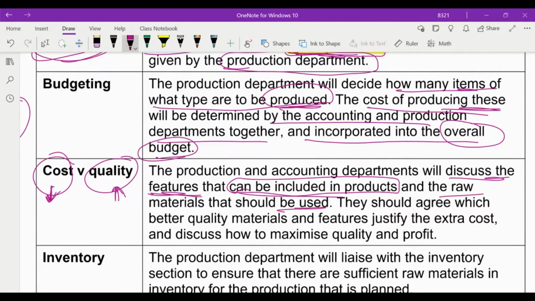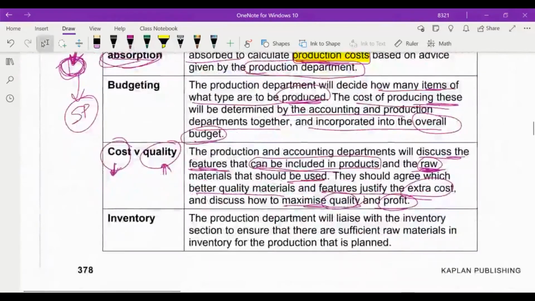And the raw material that should be used. For example, the toys should not be made up of objects which can be swallowed by kids, right? It should not be made up of lead because that's hazardous to health, things like that. So you should think about the quality as well. So the accounts department will help the production department. Both the departments will sit together and decide on the cost and quality trade-off. They should agree which better quality materials and features justify the extra cost and discuss how to maximize quality and profit at the same time. Okay, so this has to be done in consultation with obviously the accounting department.